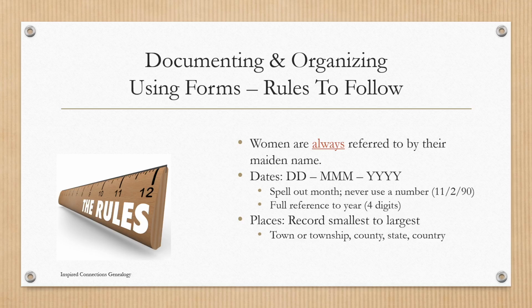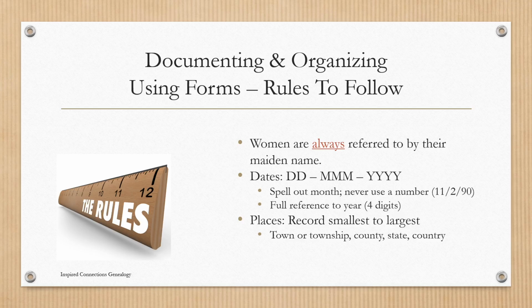For dates, I would recommend the format I'm showing on the screen where you have 2-digit date, 3-letter month, and 4-digit year. I would really avoid the format you're seeing there that says 11/2/90. We don't know if that's November the 2nd or the 11th of February. And we also don't know for sure if that's 1790 or 1890. You definitely want to find a consistent format where there are no assumptions on the dates.